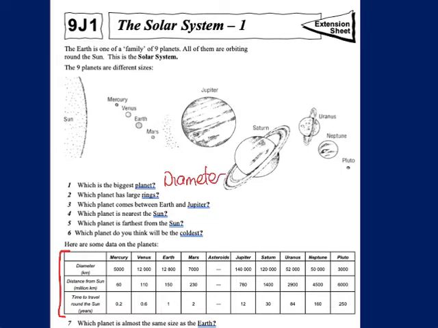Which planet has the largest rings? So that's going to be the visual observation from your picture. Which planet comes between Earth and Jupiter? So that's again an observation, a visual, and you know your mnemonic. Which planet is nearest the sun? So again, that's visual observation.